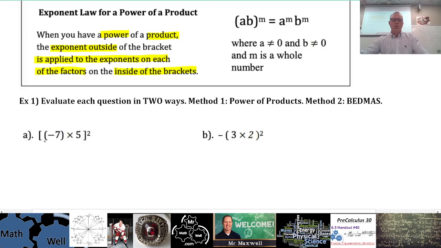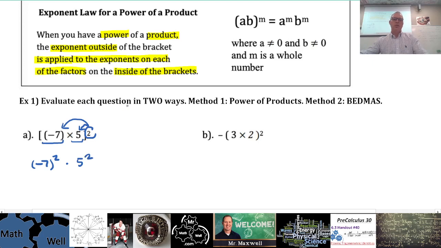All right, so identify the factors first of all inside the brackets. The first factor is negative 7. The second factor is positive 5. So this exponent applies to this factor, and it applies to this one. And sometimes I like drawing those little arrows just to show that, hey, this one's going to apply to this factor. So I'm going to have negative 7 in brackets squared times 5 squared.